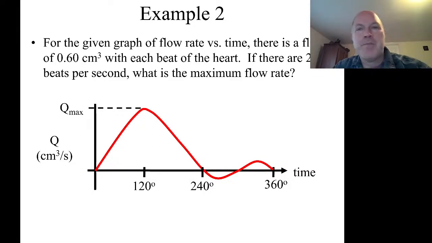Okay, example 2. So this one, that last one was, like I said, the most challenging one. There were lots of twists. Example 2 is a little more basic. For a given graph of flow rate versus time, there is a flow of 0.6 centimeters cubed with each beat of the heart. If there are 2.5 beats per second, what is the maximum flow rate? So they want to know this point right here.